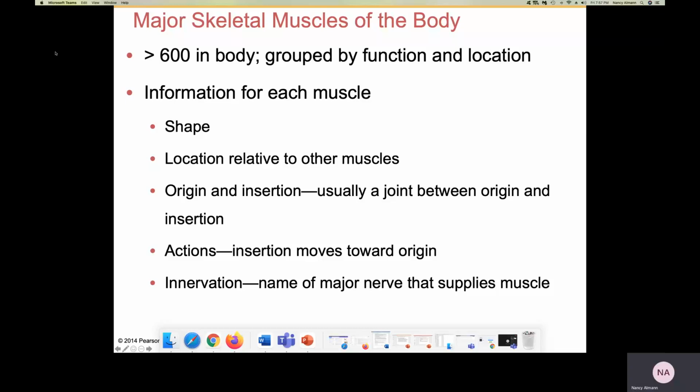We get to talk about the muscles that you need to know, starting with this section. We have over 600 muscles in the body, and they will be grouped both by function and location. There is a ton of information to know about each muscle, and knowing this information oftentimes helps you remember the name of the muscle.